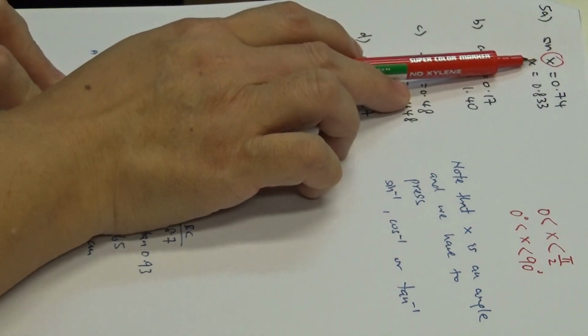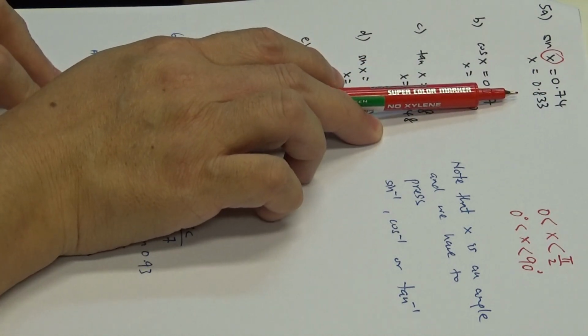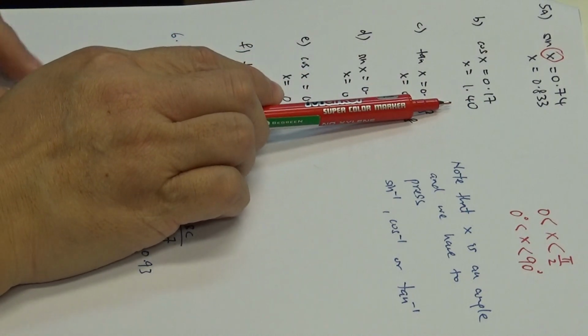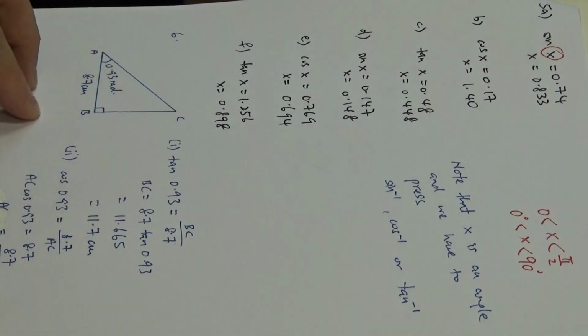Okay, so we will press sine inverse of 0.74, we'll get this answer. Cosine inverse of 0.17, we'll get this answer. So all these answers are actually in radians. Okay, it is angles, sorry, it is angles, but it is in radian mode.